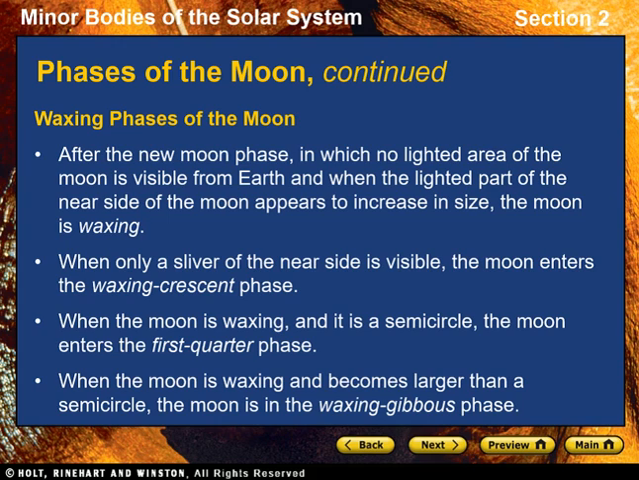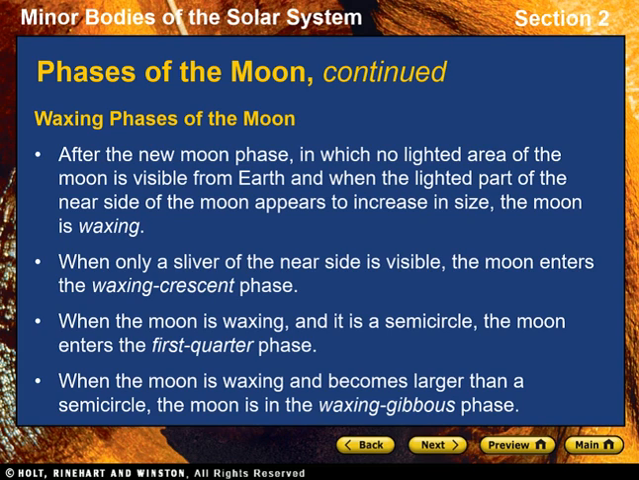When the moon has moved through 1/4 of its orbit after the new moon phase, the moon appears to be a semicircle. Half of the near side of the moon is then lighted. When the waxing moon becomes a semicircle, the moon enters its first quarter phase. When the lighted part of the moon's near side is larger than a semicircle and still increasing in size, the moon is in its waxing gibbous phase.